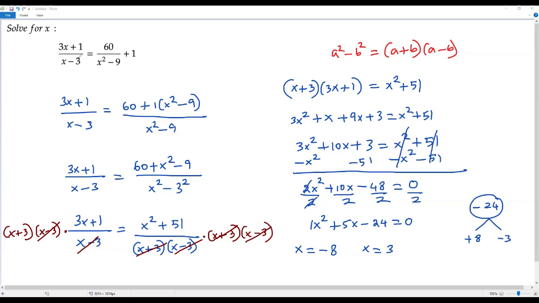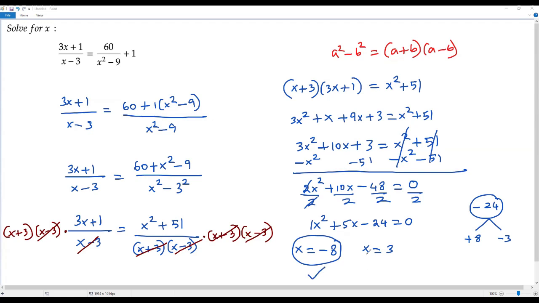When I plug in x equals negative 8 in this expression x minus 3, it becomes negative 8 minus 3, that is negative 11. So when x equals negative 8, this denominator does not become 0. And also, let's check with this denominator. When I plug in x equals negative 8 over here, it will become positive 64 minus 9. So this denominator also does not become 0. So when I plug in x equals negative 8, the first value of x, into the given equation, both the denominators do not become 0. So we can consider the first solution, x equals negative 8, as a valid solution.